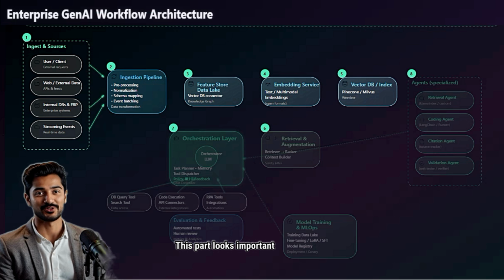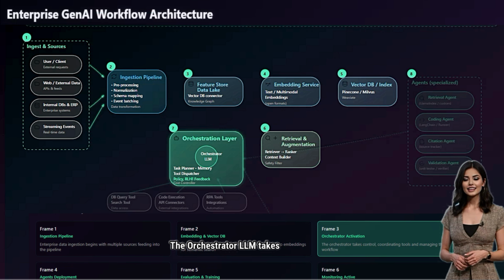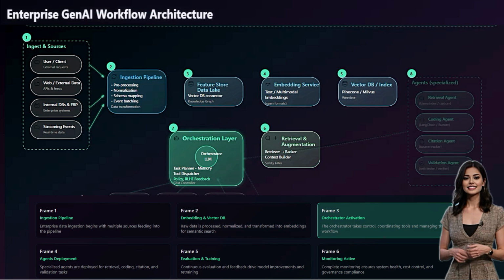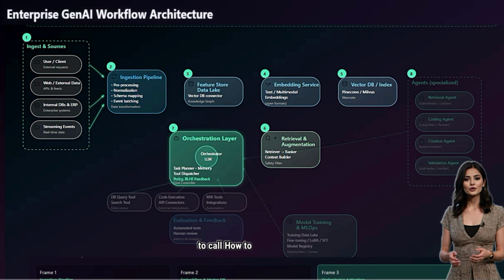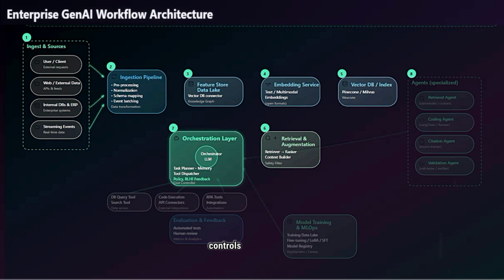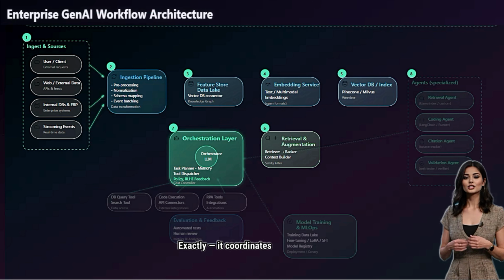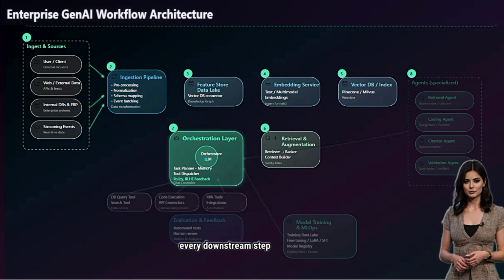This part looks important, the orchestrator layer. What's happening here? The orchestrator LLM takes control. It decides which tools to call, how to plan tasks, when to retrieve context, how to enforce policy and cost controls. So it's the brain of the workflow? Exactly. It coordinates every downstream step.